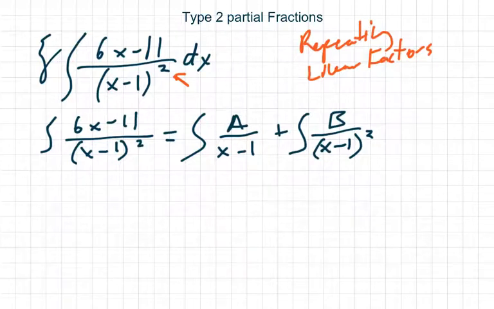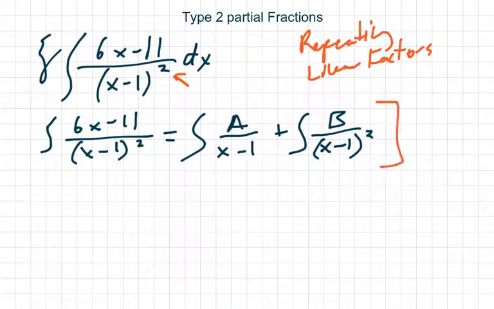So if there was another factor in here, like I'll say x plus 2 in the bottom, you just have a plus C over x plus 2 as well. You just keep doing your normal thing. Everything from this point forward is identical to type 1. Okay, so let's do that.